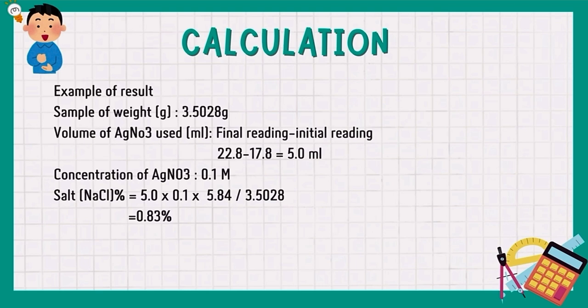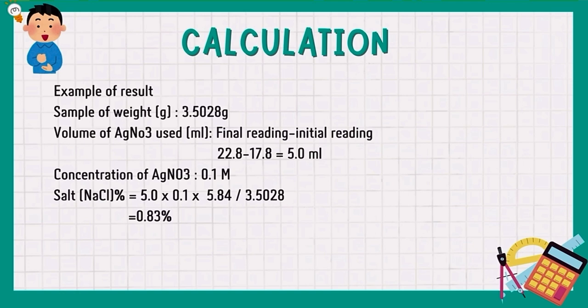The last part is calculation for this experiment. Examples of result is sample weight in gram 3.5028 gram, volume of silver nitrate used in milliliter, final reading minus initial reading, 22.8 minus 17.8 equal to 5 ml. Concentration of silver nitrate is 0.1 mol.